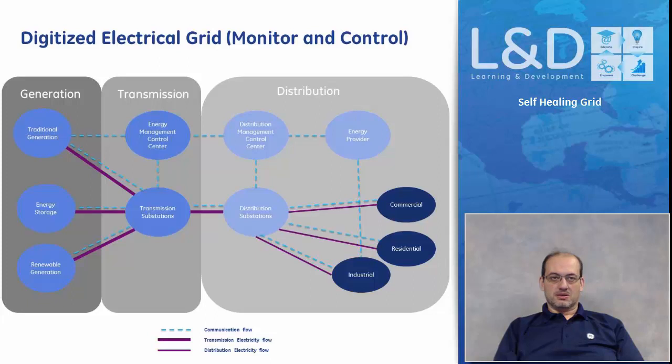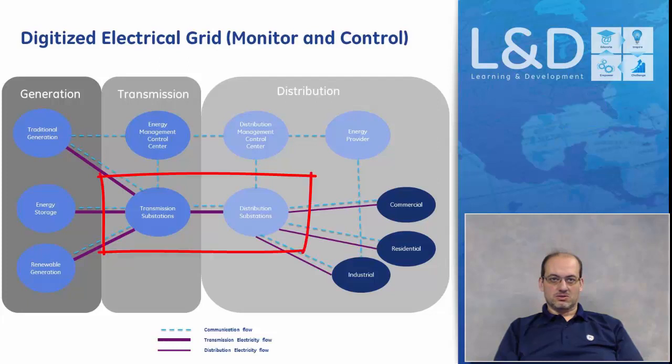Delivering reliable power across the electrical network requires a self-healing grid that uses advanced analytics, communications, and controls. Control centers utilize the power of digitized substations and advanced communication systems to remotely monitor and control the electrical grid. At the center of the electrical grid are the electrical substations.